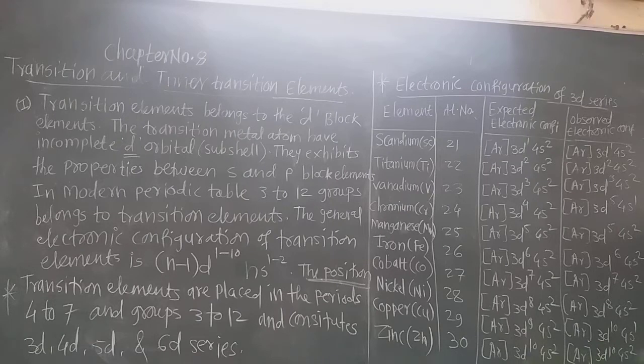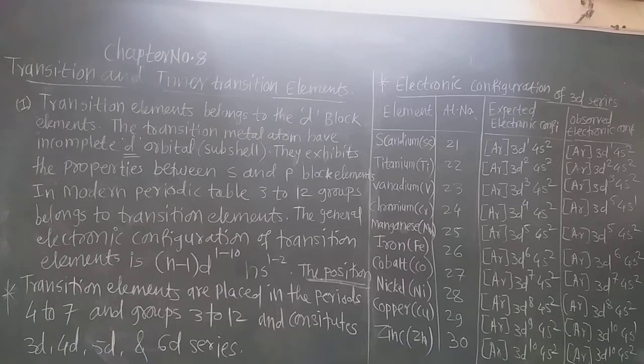The transition elements are those elements in which the D subshell is incompletely filled in the electronic configuration of the atoms. Remember that. Then you say that the D block elements are those elements in which the last incoming electron enters into the D orbital. Then what will be the difference between the D block and transition elements? But remember, there is a slight difference between the D block elements and transition elements.